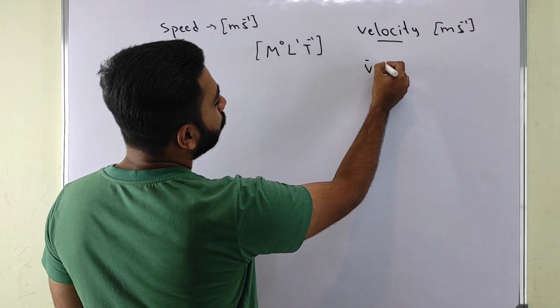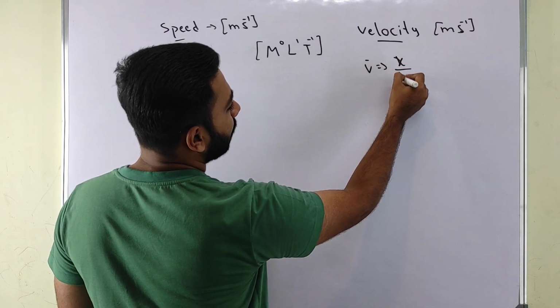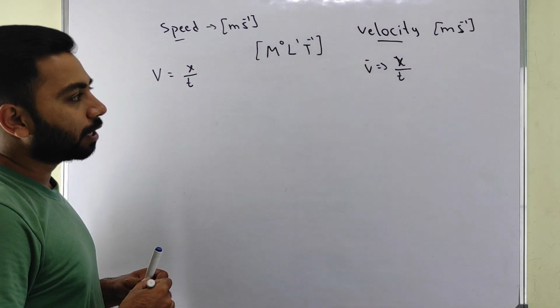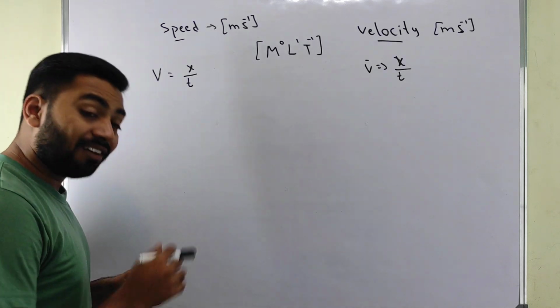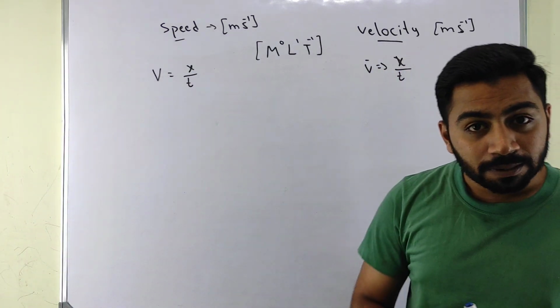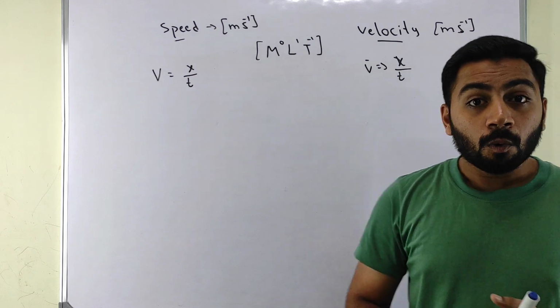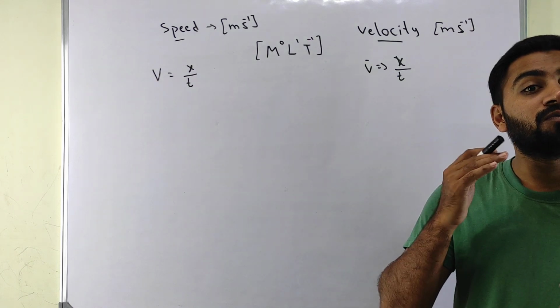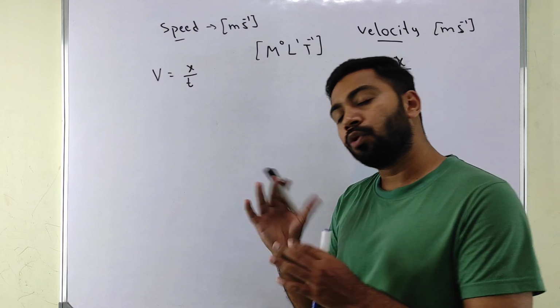Velocity is equal to displacement by time. Now we have two kinds here. One, uniform speed; one, non-uniform speed. One, uniform velocity; one, non-uniform velocity. I'll explain one. Both are the same only.